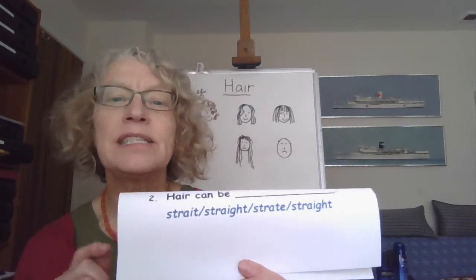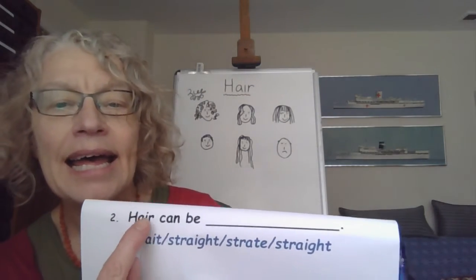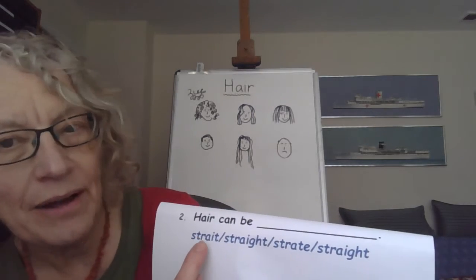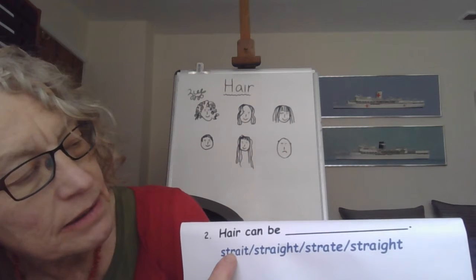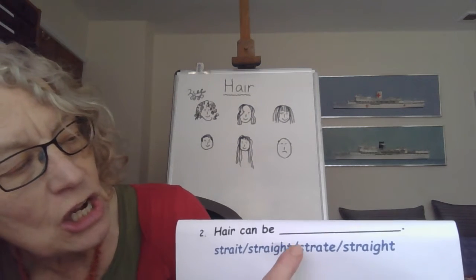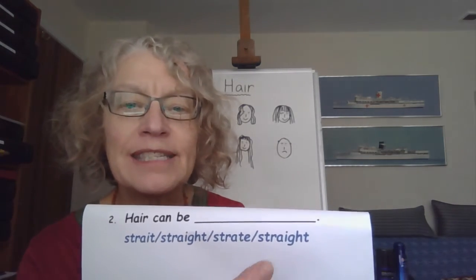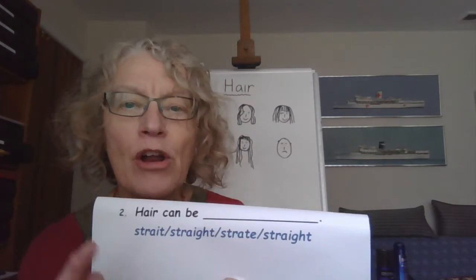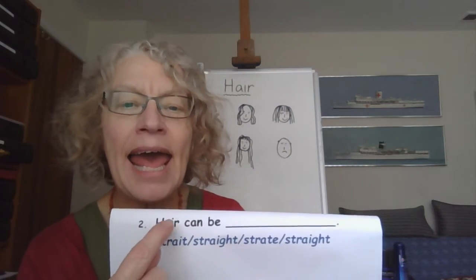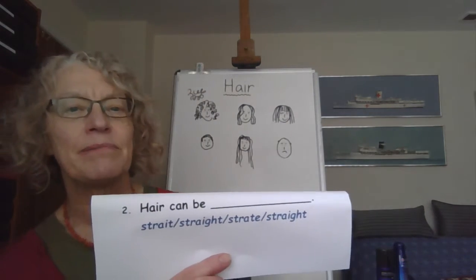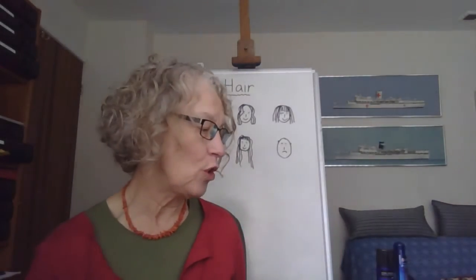Write down number 2 now, because this is question number 2. It's the same sort of thing. Hair can be, now, all different ways of spelling the same word. Straight, straight, straight, or straight. Now, all those words say straight, but only one is spelt correctly. Which one is it? Hair can be straight. Write it down by number 2 on your answer sheet.